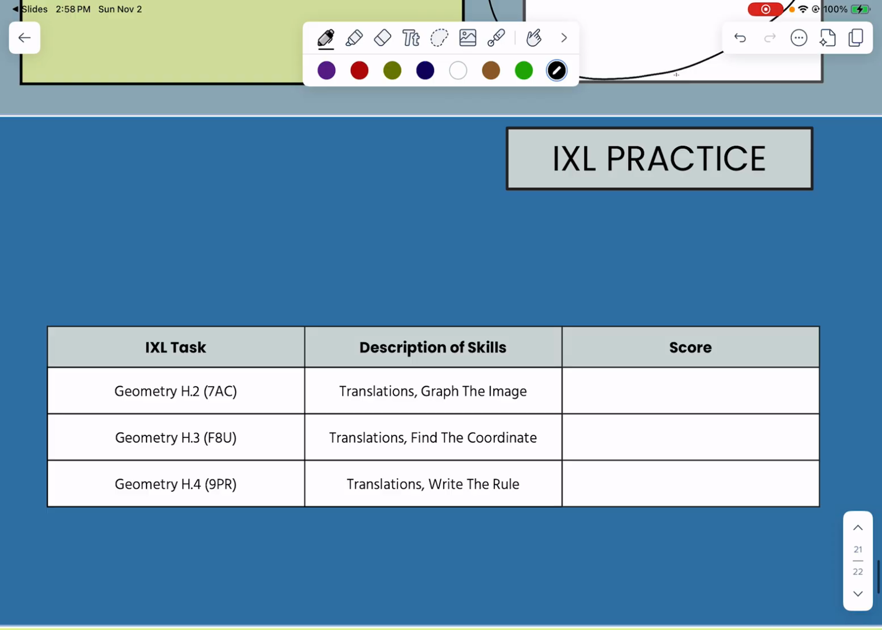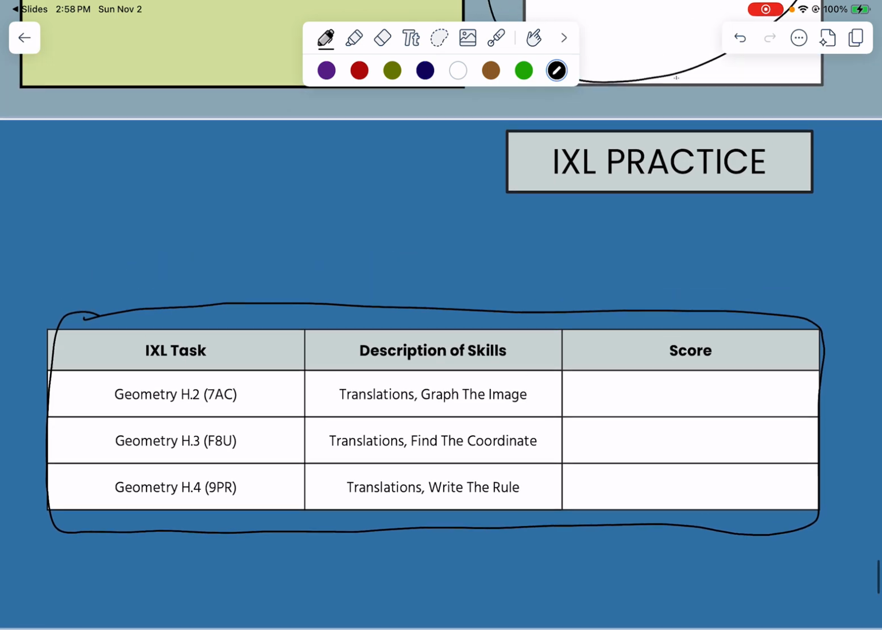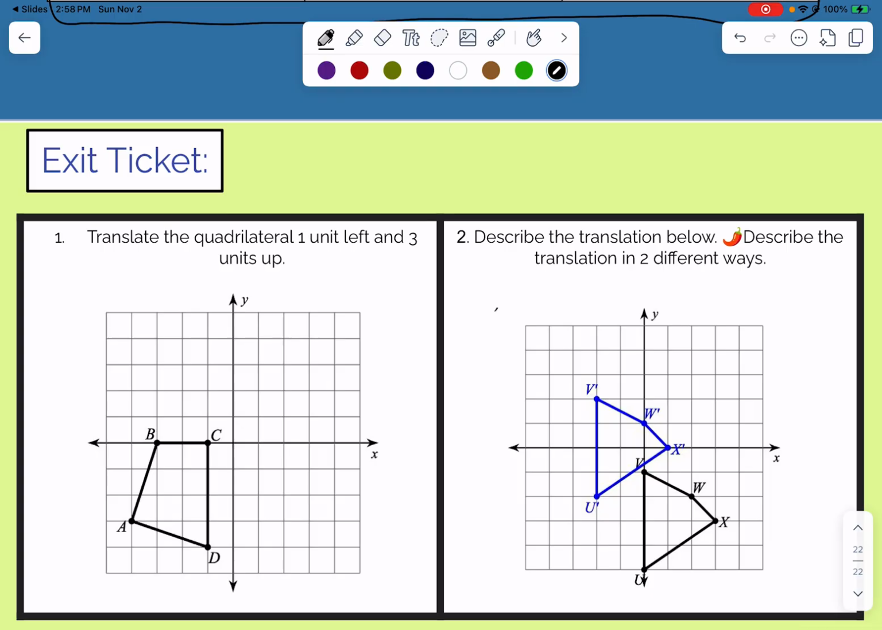So now at this point, you should be able to do all 3 IXL activities. You can work on those to get the score you want. The last thing you can do is the exit ticket when you've completed the IXL. I'm not going to show the answers to the exit ticket because your teacher is going to want to be able to see whether or not you can do these 2 problems at this point.